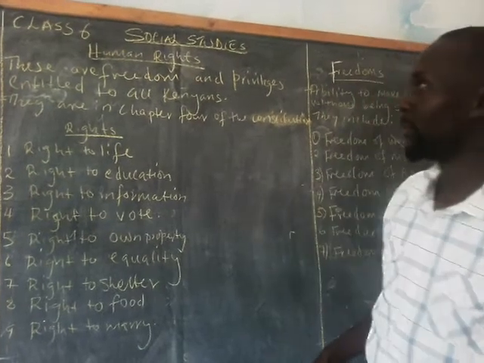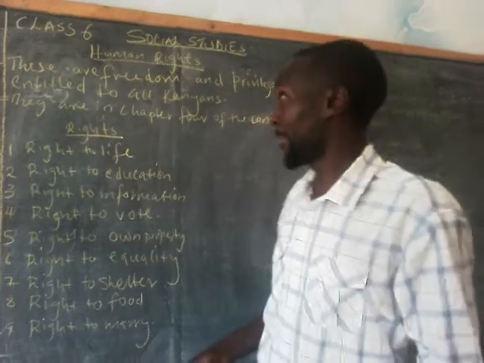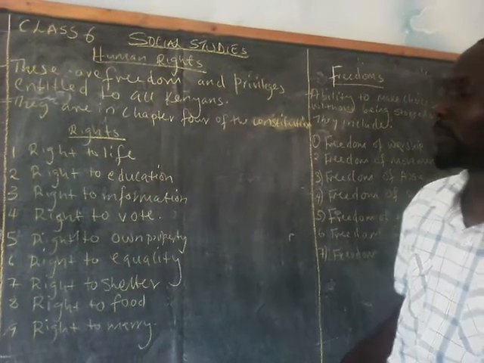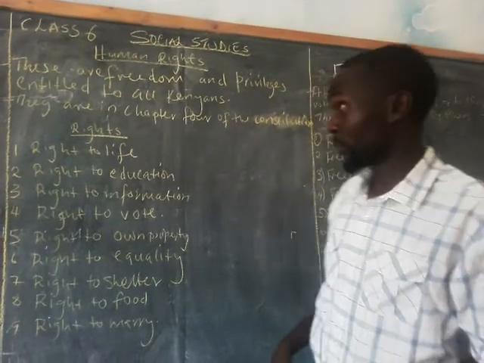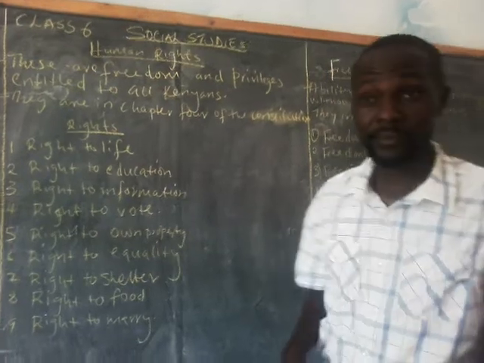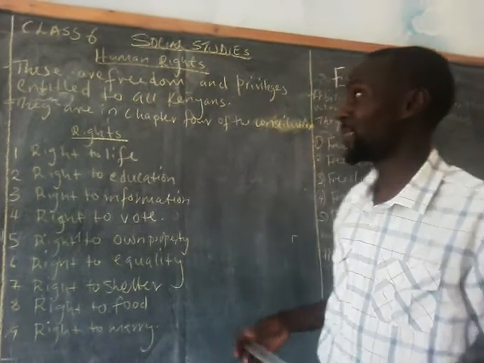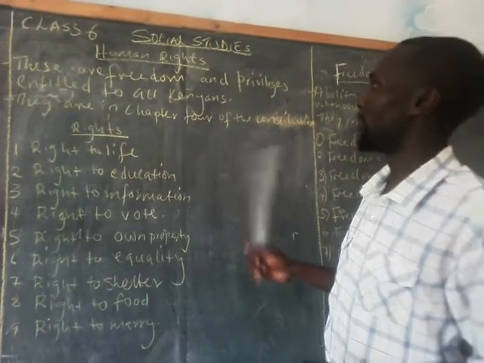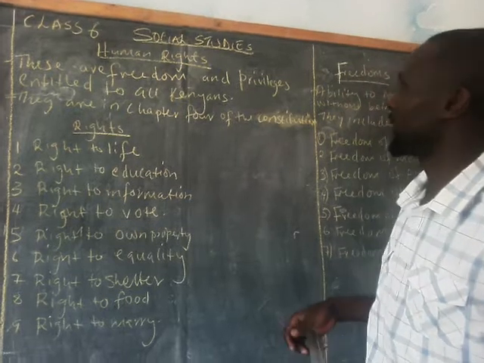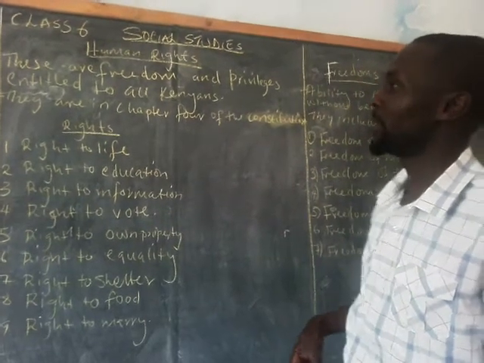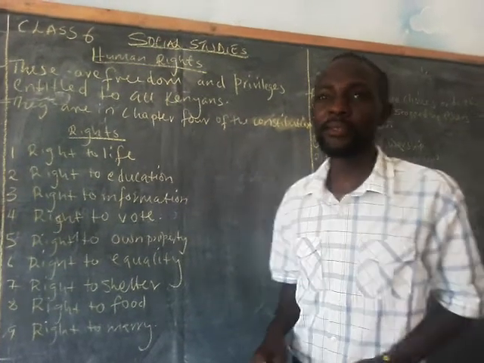Welcome to our social studies lesson, and today we are just going to look at human rights. So we start by asking ourselves, what are these human rights? These human rights are just privileges and freedoms entitled to all Kenyans. So they are just privileges.